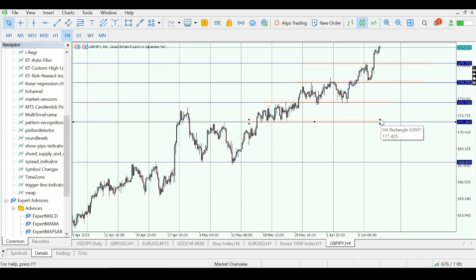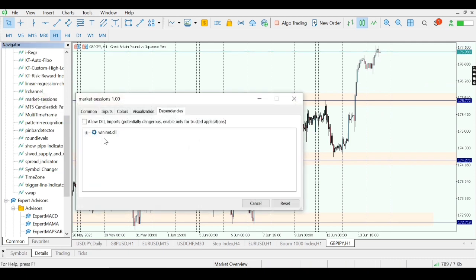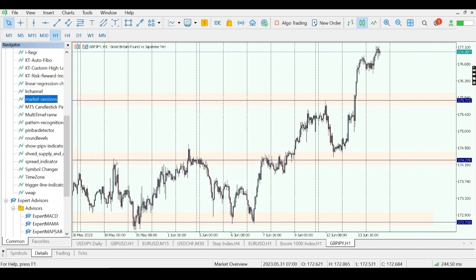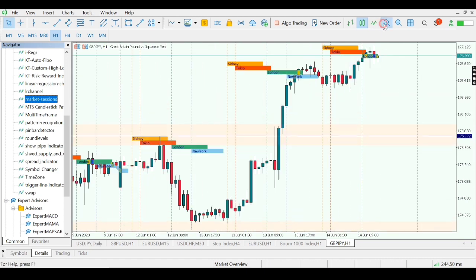So you have seen that I've done my analysis on H4, right? But that's not the time frame that I'm going to use for my intraday trading. So I shift to the H1 time frame. Then on the H1 time frame, I add this indicator termed the market session. Let me double click here. This indicator works on the H1 time frame and M15 or anything lower than that.